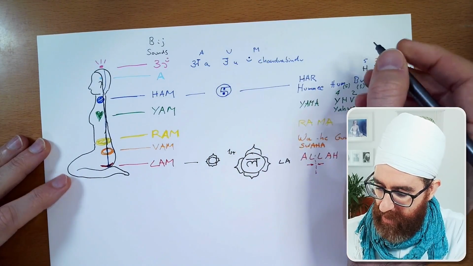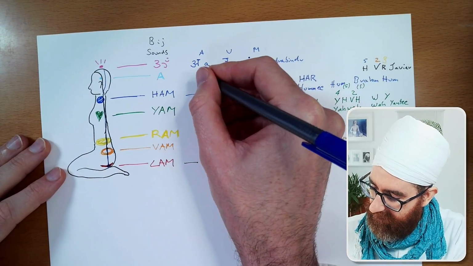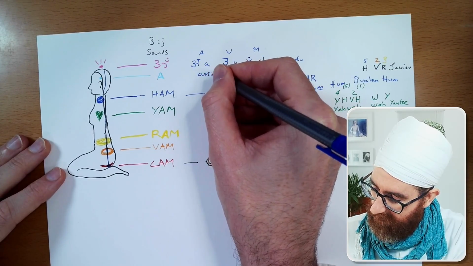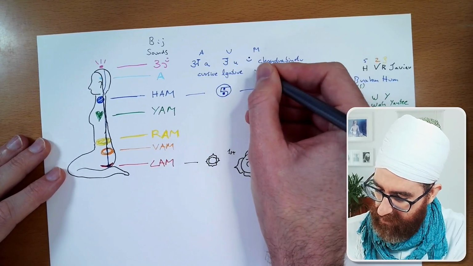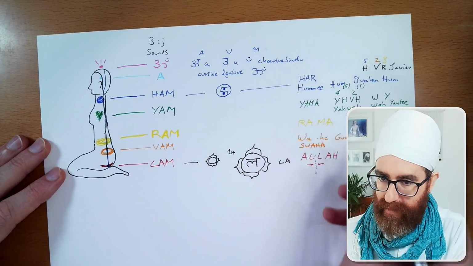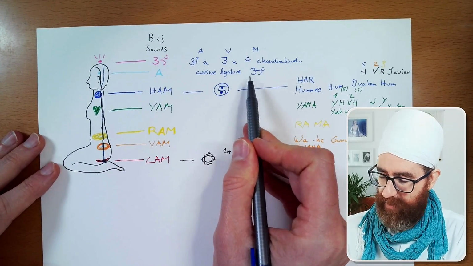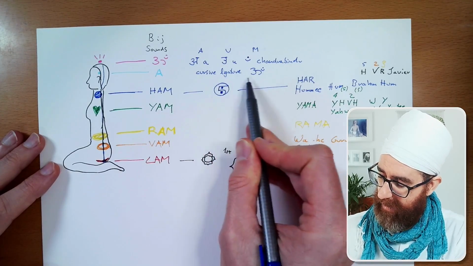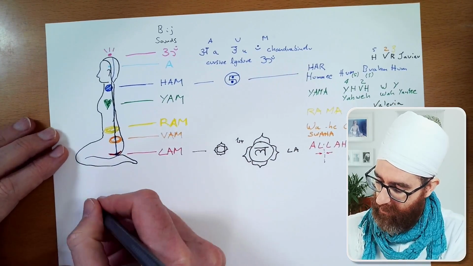And this is the cursive ligature of these three symbols. That's what we do like this. So this is the cursive connecting these three symbols: A, U, M.